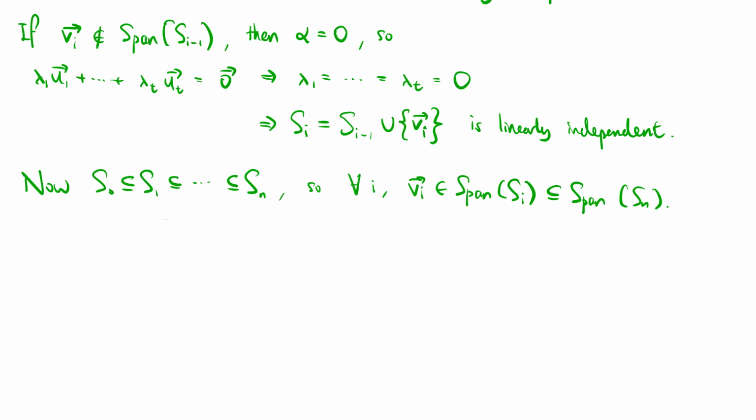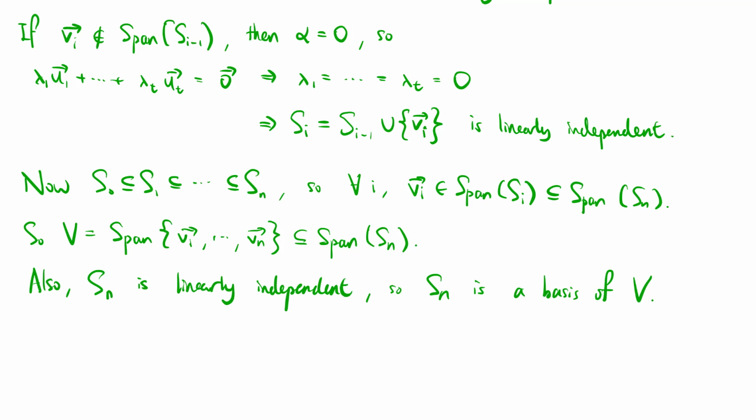Now, S0 is contained in S1, is contained in S2, and so on. So for all i, vi is in the span of Si, which is contained in the span of Sn. So, V, the span of v1 up to vn, is contained in the span of Sn. Also, Sn is linearly independent, so Sn is a basis of V. Then, the dimension of V, which is the size of Sn, is greater than or equal to the size of S0, which equals m, and this completes the proof.